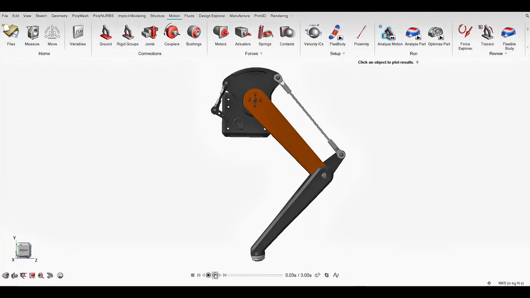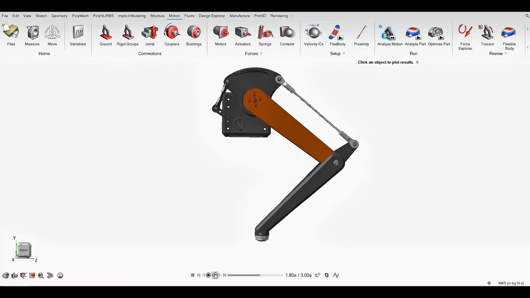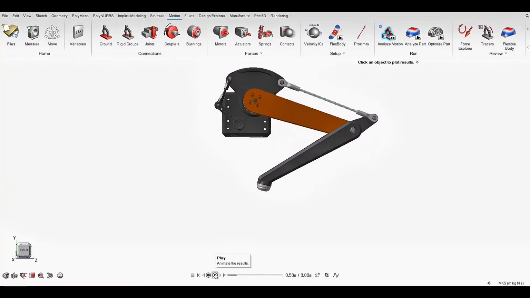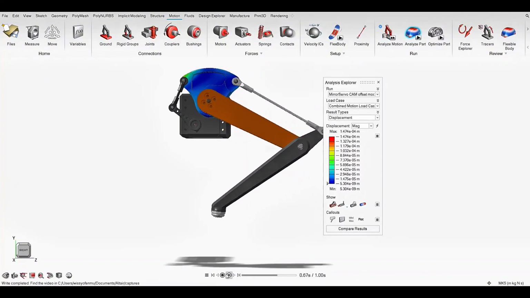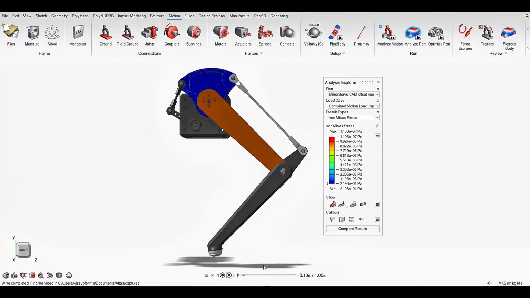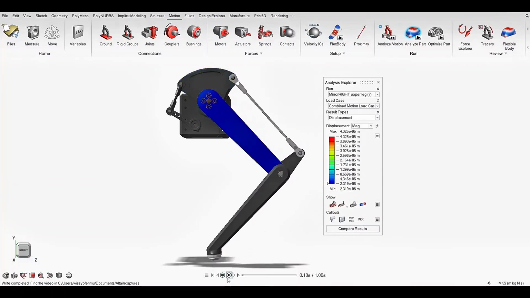Next, I ran a motion analysis to study how the leg moves and interacts with dynamic forces. Using boundary data from the motion analysis, I performed a finite element analysis to visualize stress distribution.